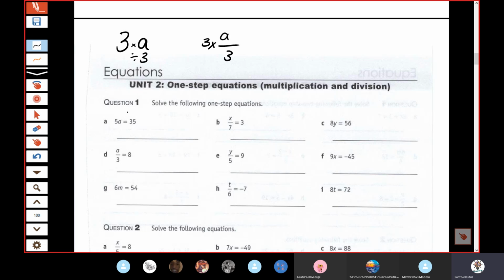I think you know this because we did it over the weekend, you and I. So 5A equals 35. What do we do to both sides? You can make it a fraction if you'd like. Sure. And then divide by 5. And then it should give you 7. A equals, and then you do it to the other side. 35 over 5, 7. Good job.